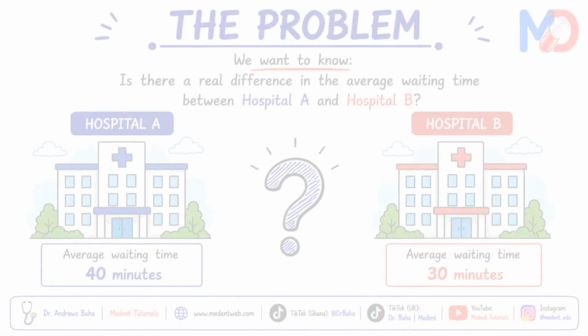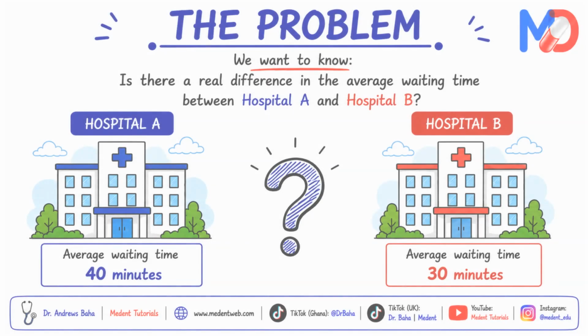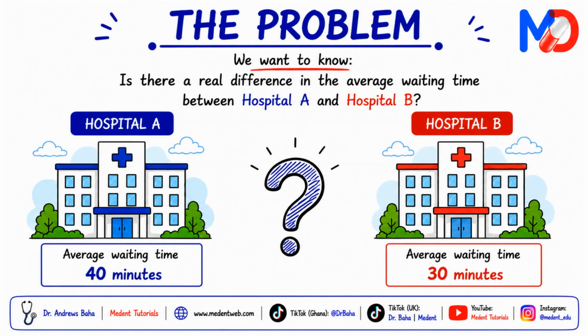Now imagine two hospitals. Hospital A reports an average waiting time of 40 minutes and Hospital B reports 30 minutes. Looking at these numbers alone, we may think Hospital B is faster in its delivery. But can we be sure? Or could this difference simply be due to random chance? This is exactly the problem hypothesis testing helps us solve.